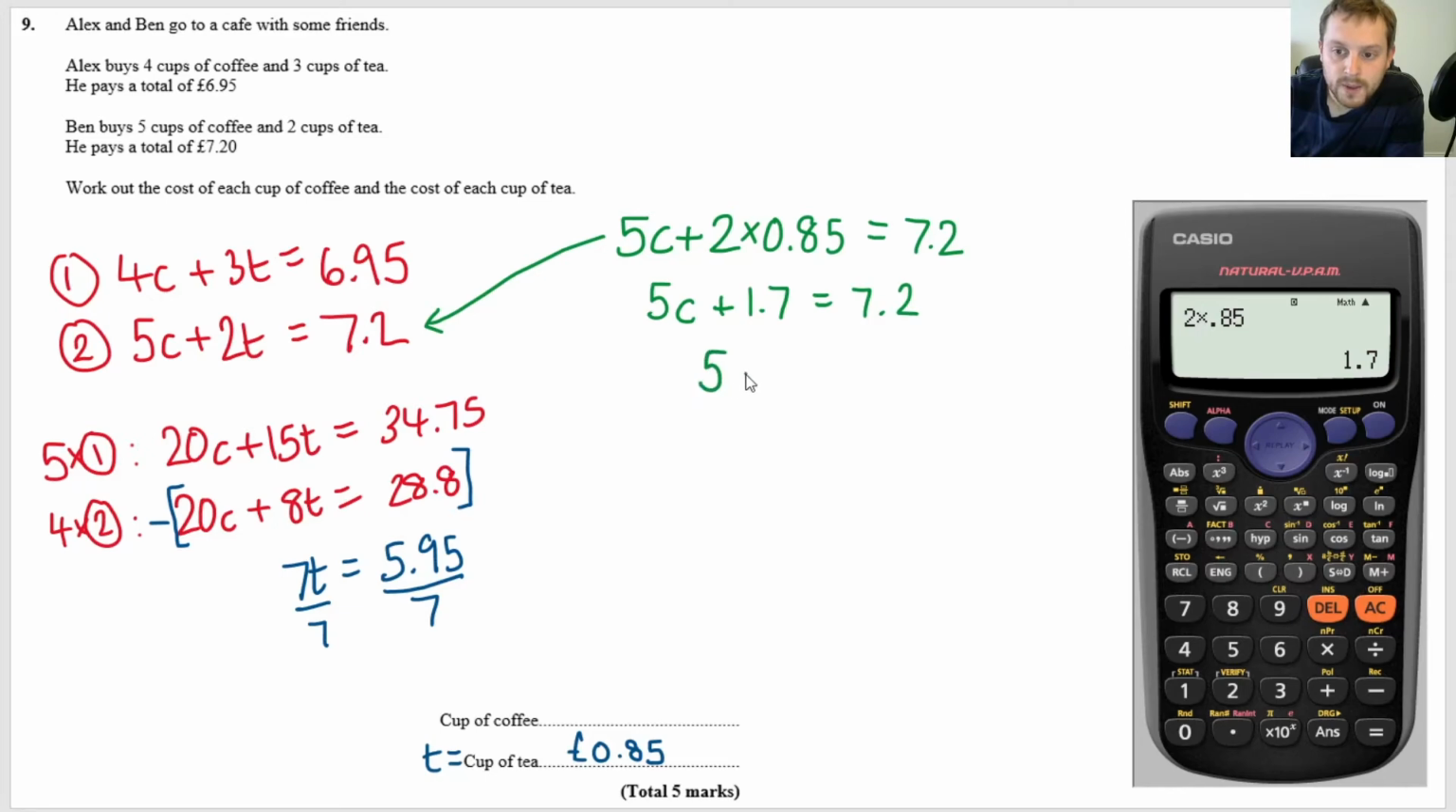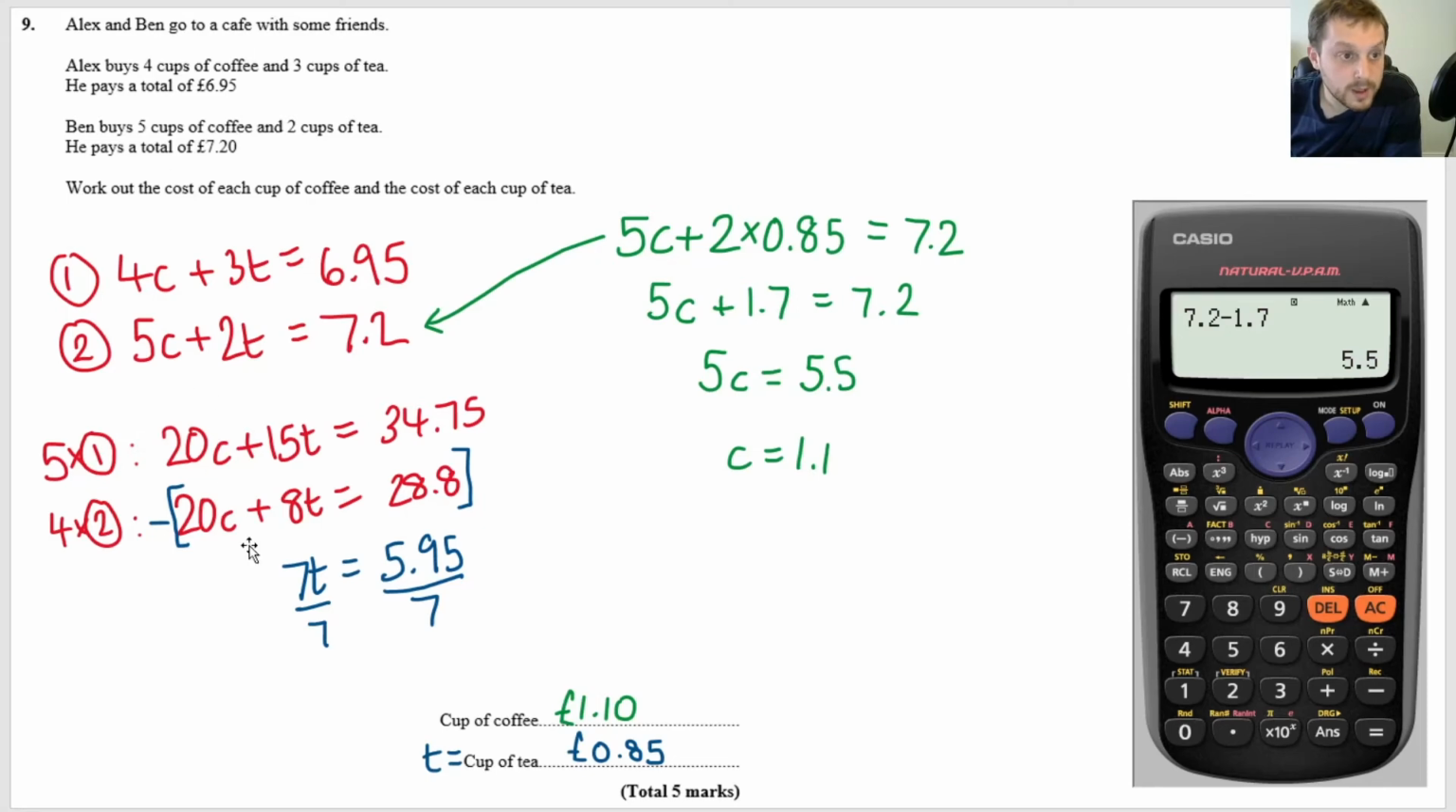So plus 1.7 is 7.2. And then 5c will equal 7.2 take away 1.7. So 7.2 take away 1.7 is 5.5. And then I'll share that by 5 to get that c is 1.1. So in terms of money, that's £1.10.